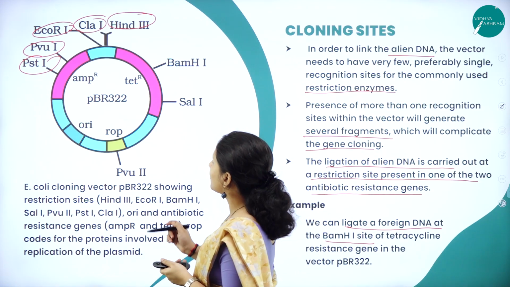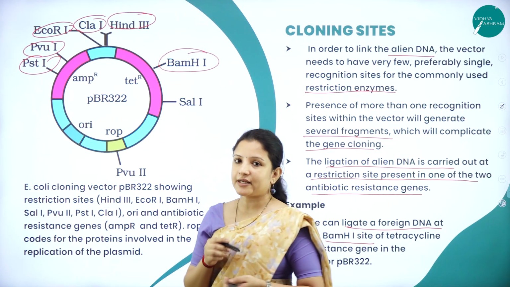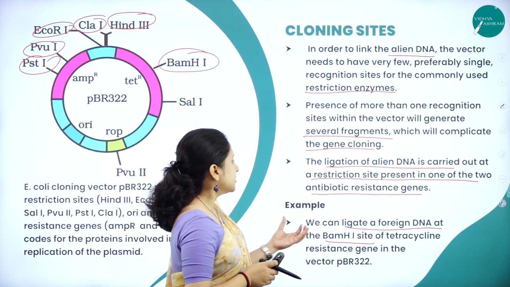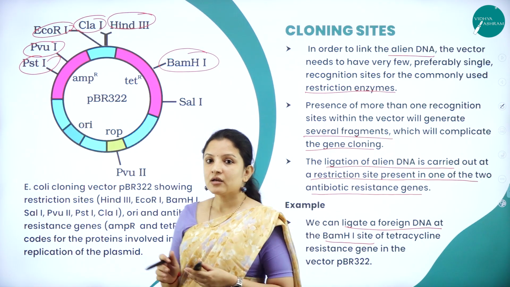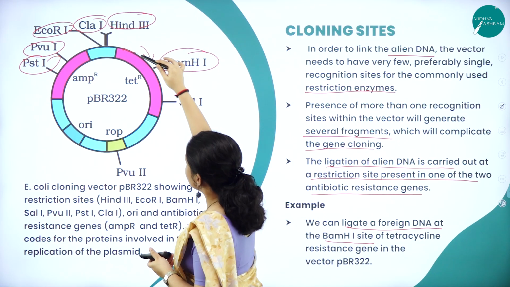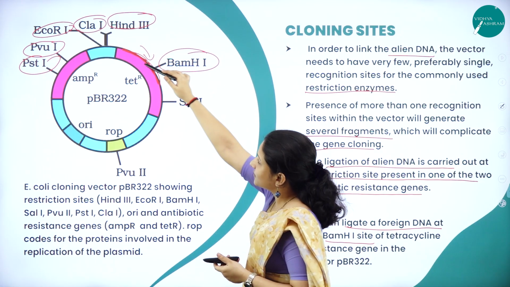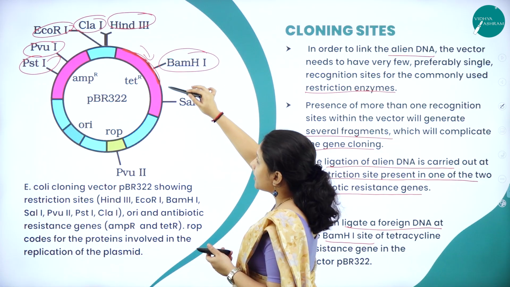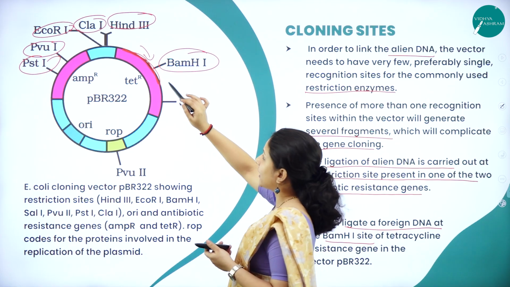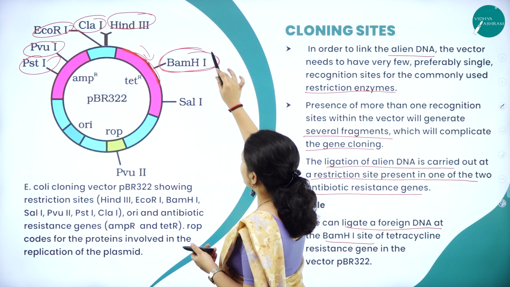So therefore it is called the BamHI site. Here, we will consider this particular site, so the foreign DNA can go and ligate here. Why will the foreign DNA go and join here? Because here is the cloning site which is capable of recognizing the restriction endonuclease BamHI.